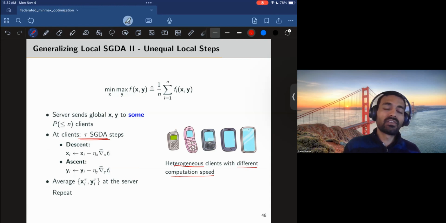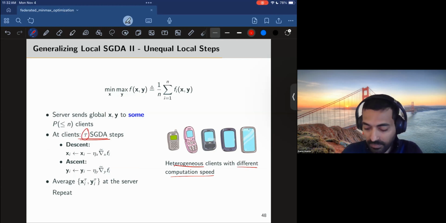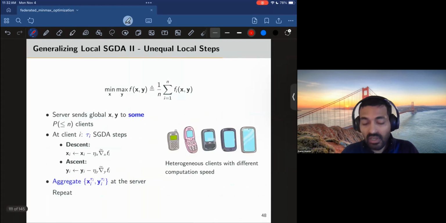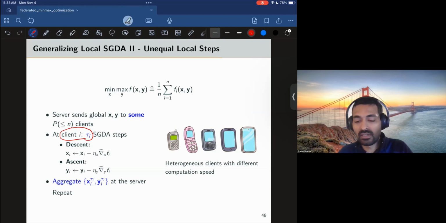Also, different devices have different amounts of data, right? So it is really restrictive to force every client to carry out the same number of local steps. So it turns out we can indeed generalize our algorithm to allow different clients to carry out different numbers of local steps. So we can allow a client i to carry out whatever it decides as the optimal number of steps for it. So each client can carry out a different number of SGDA steps.